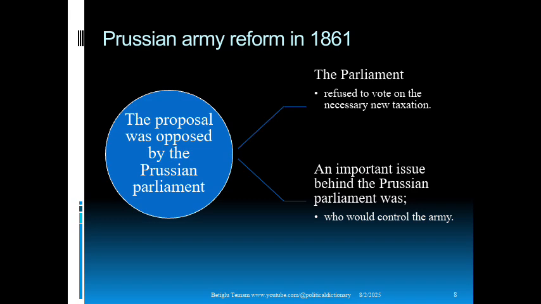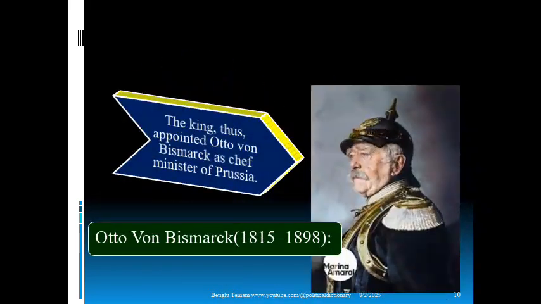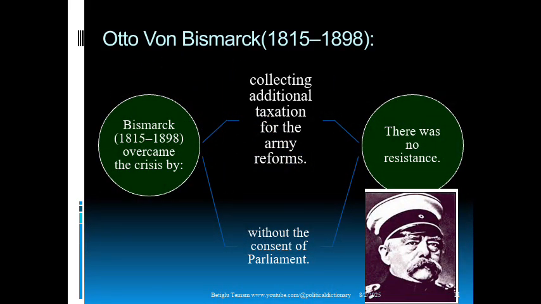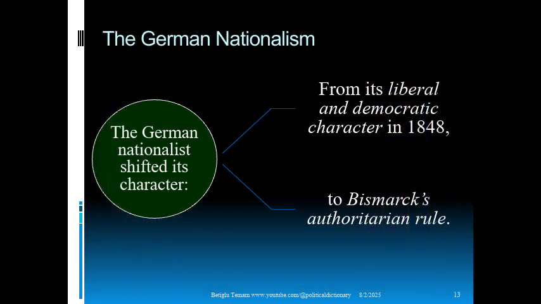The king, thus, appointed Otto von Bismarck as chief minister of Prussia. Bismarck, 1815 to 1898, was politically conservative but a political realist and extremely able. He soon overcame the crisis by collecting additional taxation for the army reforms without the consent of parliament. There was no resistance. German nationalism rapidly shifted from its liberal and democratic character in 1848 to Bismarck's authoritarian rule.